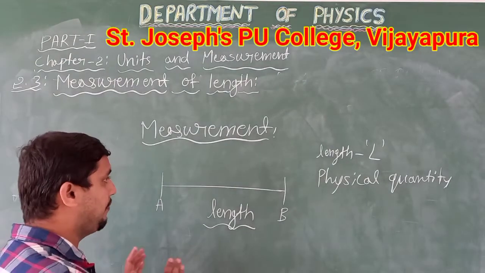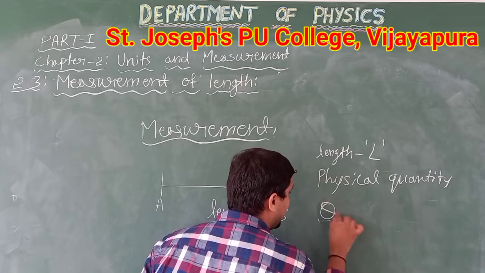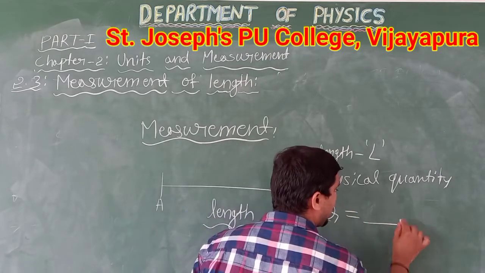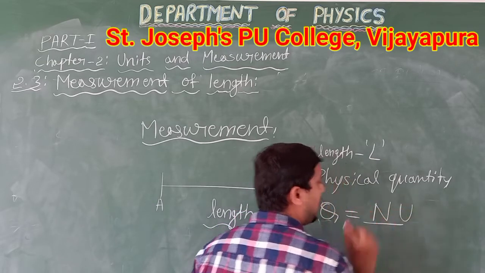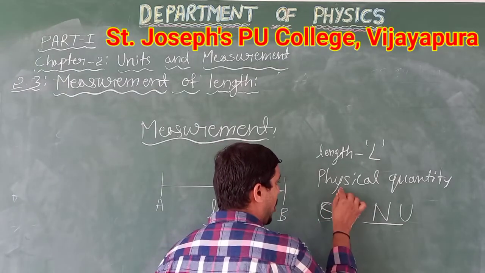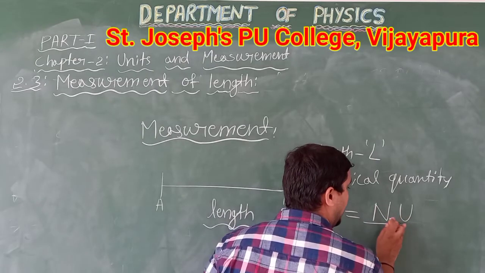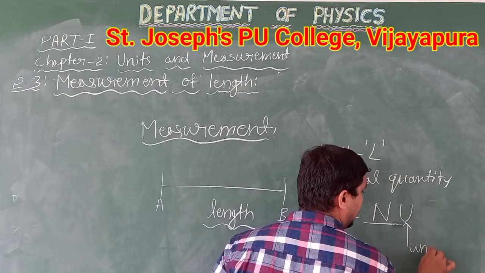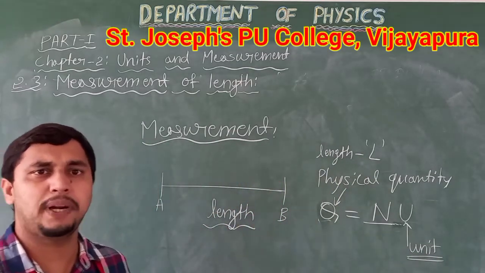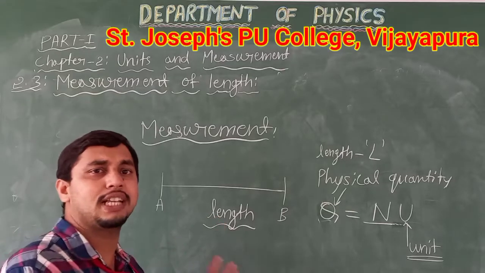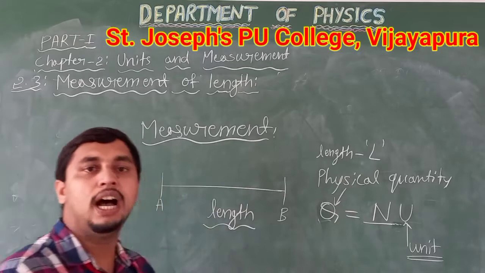We already know physical quantity. How will you express a physical quantity? Q is a physical quantity, expressed as a numerical number with its proper unit. I hope you are getting my point. And we already know the definition of unit: a standard of reference, internationally accepted, a certain basic quantity arbitrarily chosen. That is a unit.